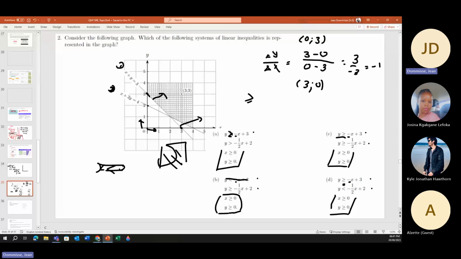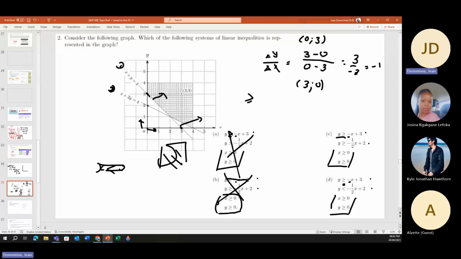Okay, so not that one, not that one, because the area that's colored in is to the top, so it needs to be bigger or equal to. So at least we've eliminated 2 options, but we're still left with 2. One says bigger or equal to minus half, the other one smaller than minus half.